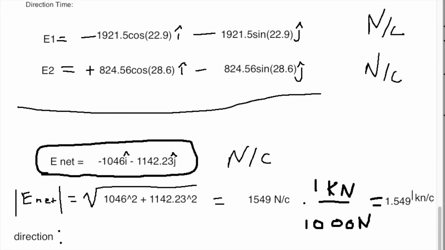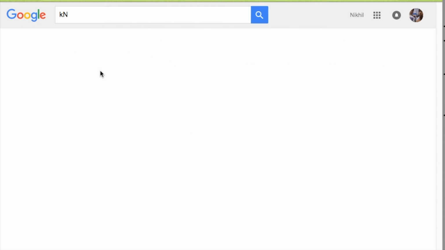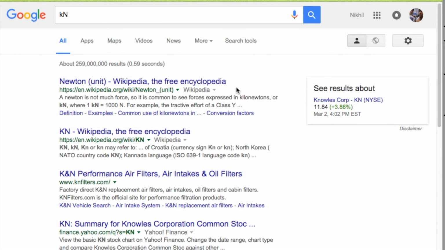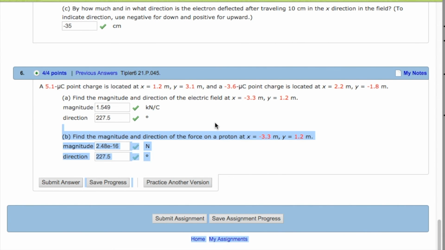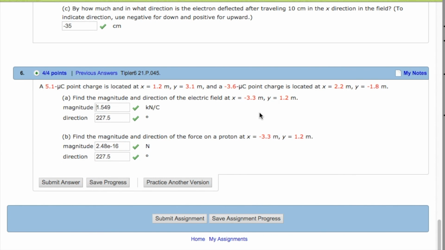And then it asks for the answer in kilonewtons or meganewtons or something. What is this? Kilonewtons, that's what it is, per coulomb. So then you just multiply by this ratio. 1 kilonewton has 1,000 newtons, and then you get 1.579.